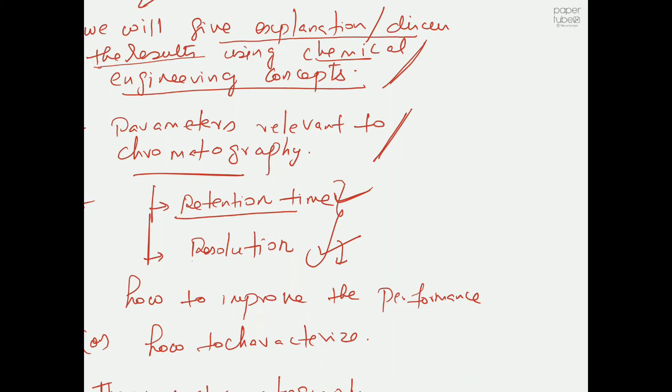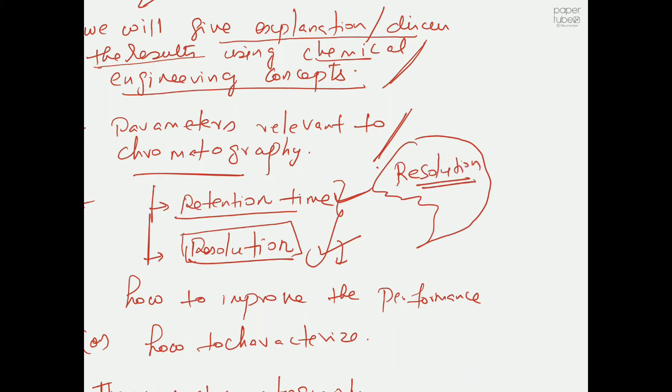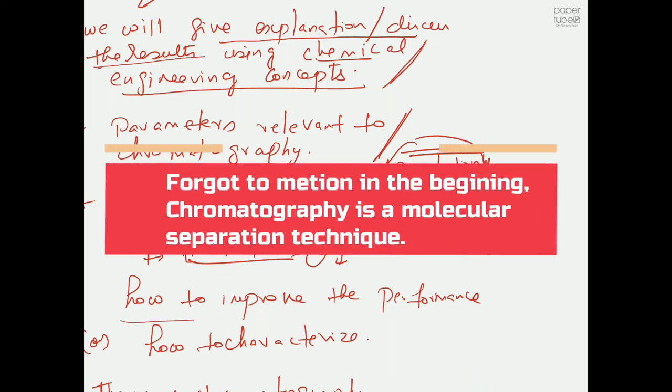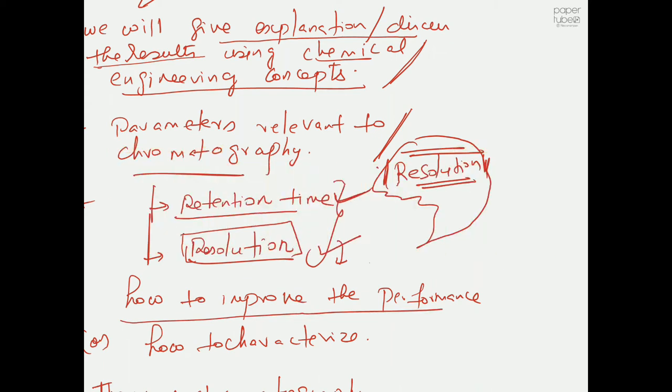And then resolution. Resolution is something we care about. Whenever we talk about chromatography, we have to think about resolution. If you do the experiment in a lab scale reactor, or even in an industrial scale column, the main objective is to improve the resolution of the molecular separation. Those things we will study. And then we will also know how to improve the performance, in the sense of how to improve the resolution of our separation of two compounds from a sample mixture. Those things we will learn.